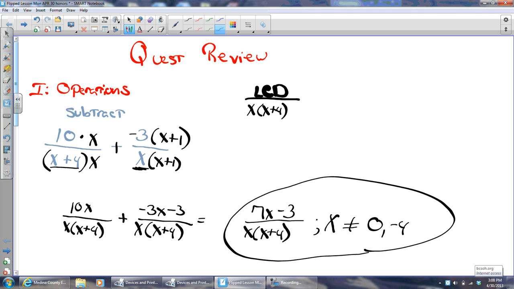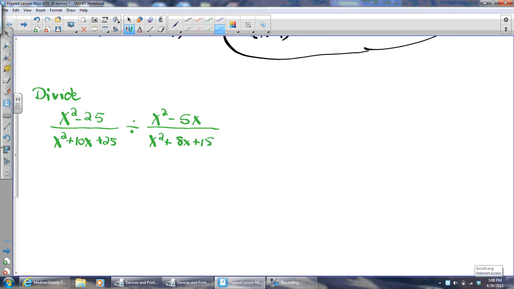All right, so now I'm going to do a division problem. Well, first thing I'm going to do is multiply by the reciprocal of the second fraction, the one I'm dividing by.